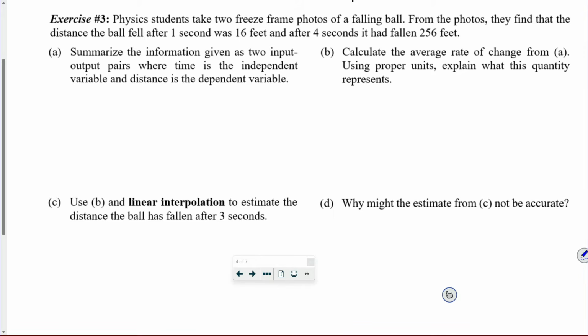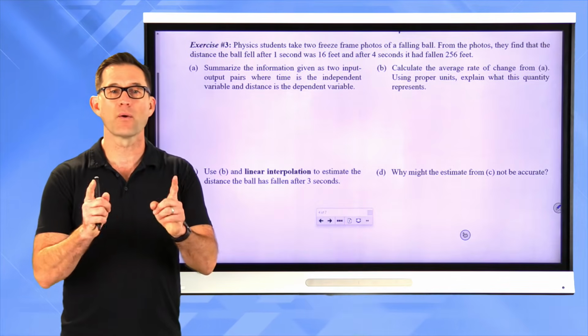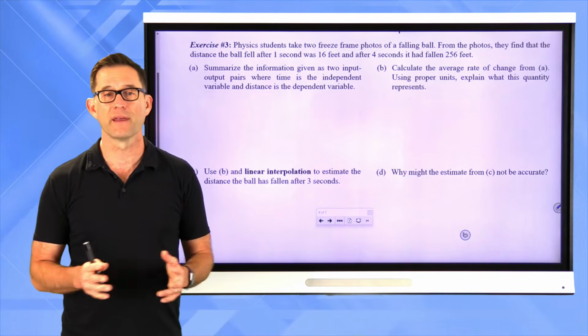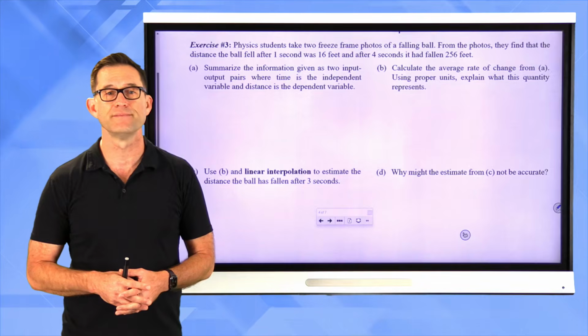Physics students take two freeze-frame photos of a falling ball. From the photos, they find that the distance the ball fell after 1 second was 16 feet, and after 4 seconds it had fallen 256 feet. Letter A, real easy. Summarize the information given as two input-output pairs where time is the independent variable and distance is the dependent variable. All right, this should be a piece of cake. Why don't you pause the video really quickly and get those two input-output pairs down.